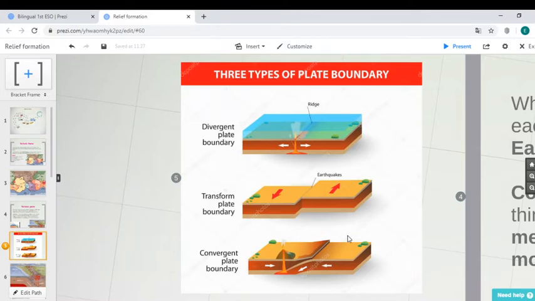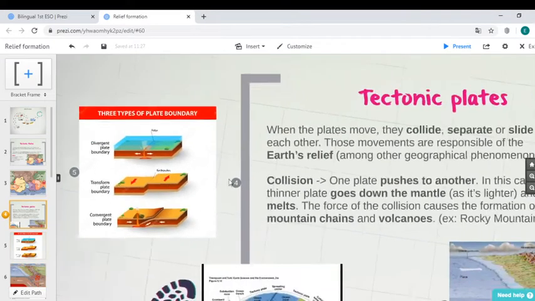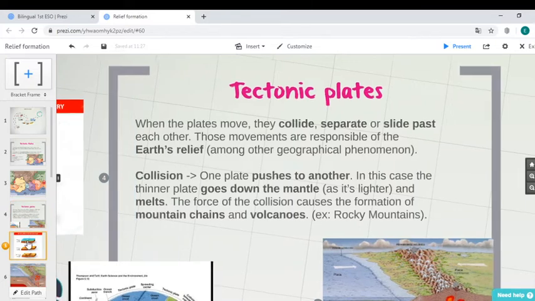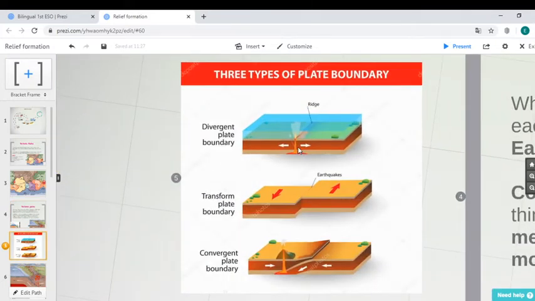The second movement you shall remember is when they separate. When they separate, the process is different. Those plates are moving in opposite directions, as the first example shows. When this happens, the semi-solid materials from the mantle located here go up. We're gonna learn about it in this class later on. Finally, they could slide past. When they slide past, as in the second example, those plates are moving in a parallel direction. The impact on the relief is limited.